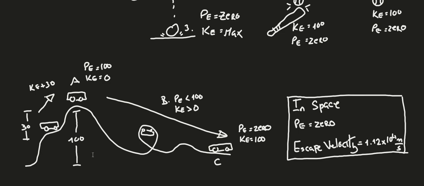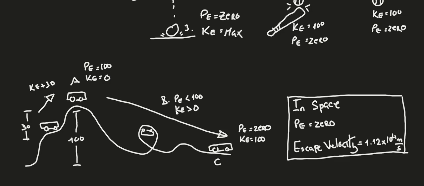The roller coaster problem is the same principle. Let's say we need to raise an object 30 meters, so we apply a force, the force necessary to make the car go to the top, and then from the top we know that the potential energy is 100 and the kinematic energy is 0.